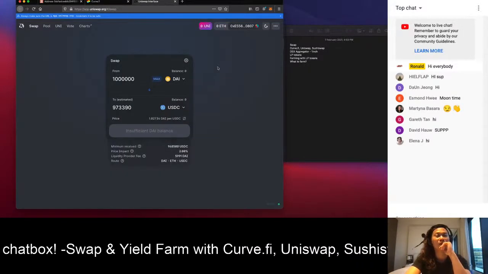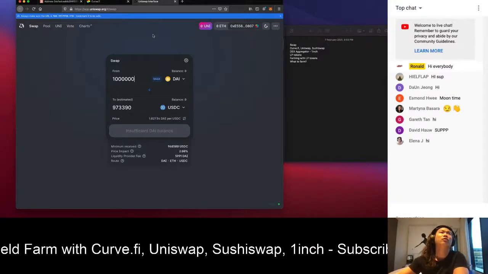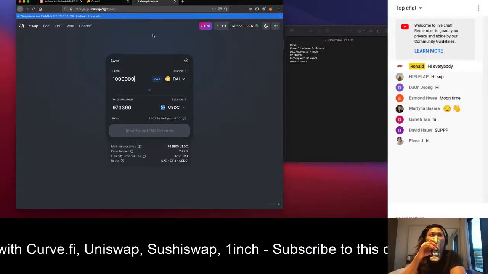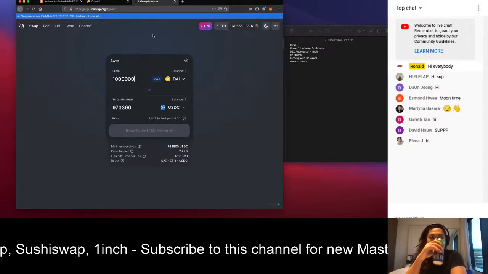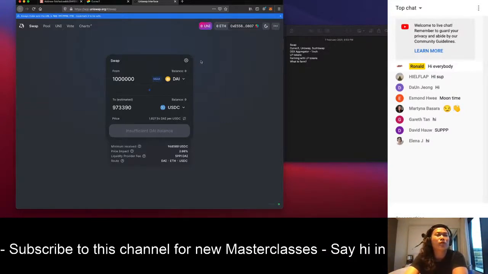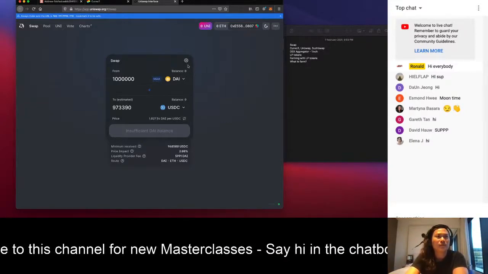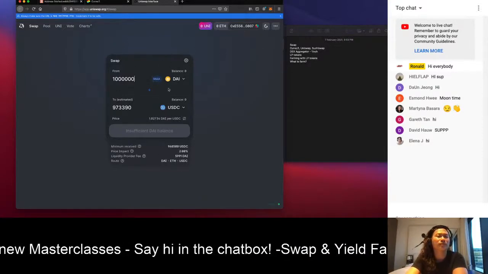Right. So if you have any questions now for Curve, now would be a good time to ask because we're going to be moving on to Uniswap, Sushiswap, and then yield farming. So Uniswap, this is the front end. This is like the landing page for the swapping.